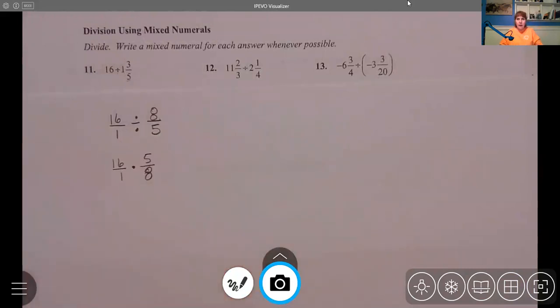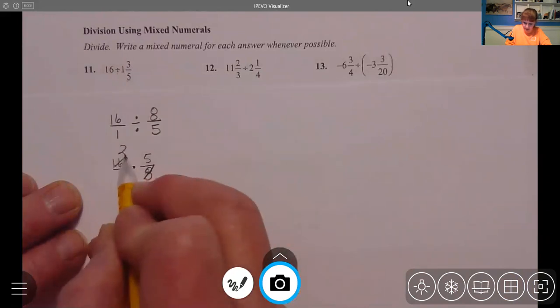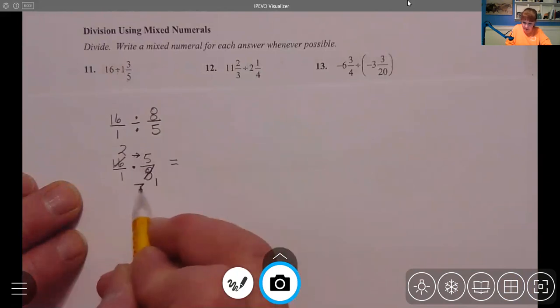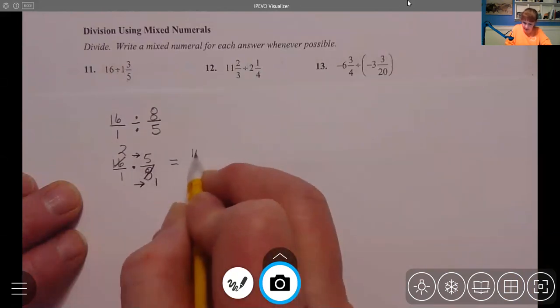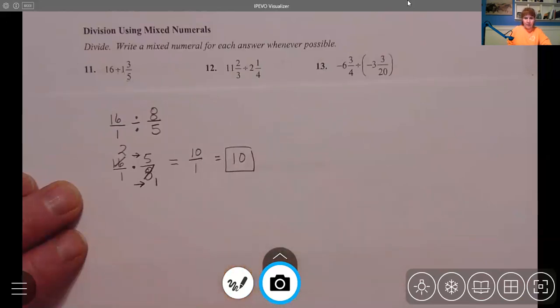All right. Now it's just like the last problems we did. You reduce, you multiply, and if you end up with a fraction that is improper, then you can change it to a mixed numeral. But let's reduce. 8 goes into here once, 8 goes into here twice. Nothing left to reduce, so we're going to multiply across. We come up with 10 over 1, which is just 10. And we're done.